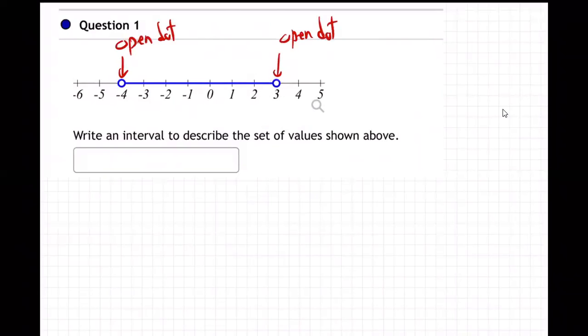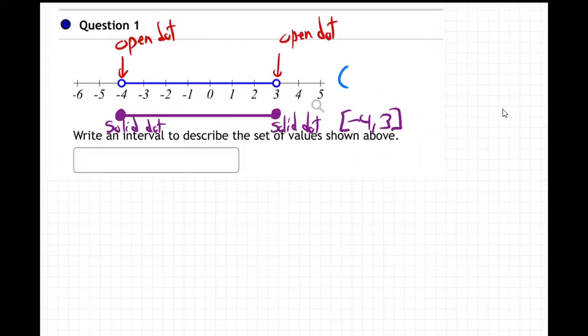The other option is to have something like this. Let me show you. You could have a straight line and a solid dot. So that's the other option. You can also have solid on one end, open on the other. Anyway, a solid dot would mean bracket -4 to 3. But the open dot means parenthesis -4 to 3.